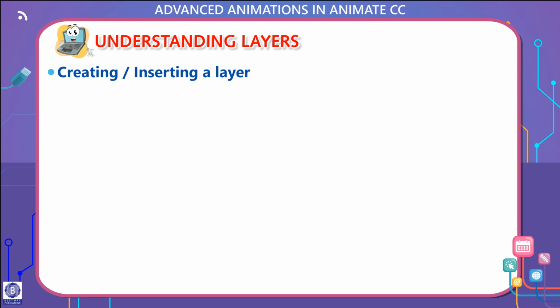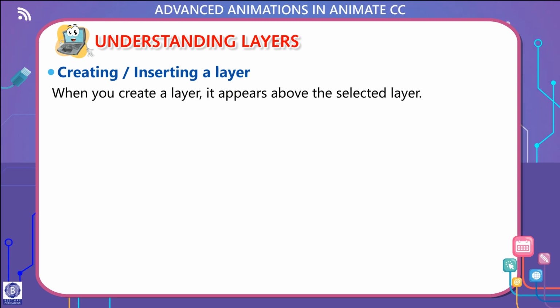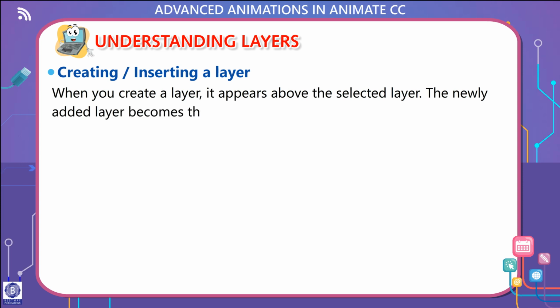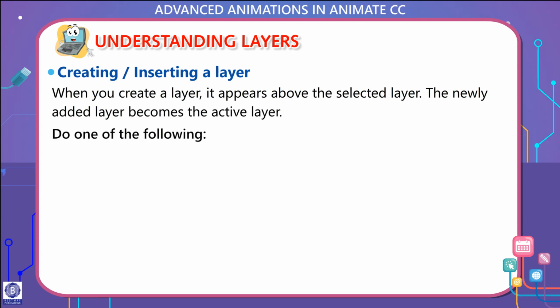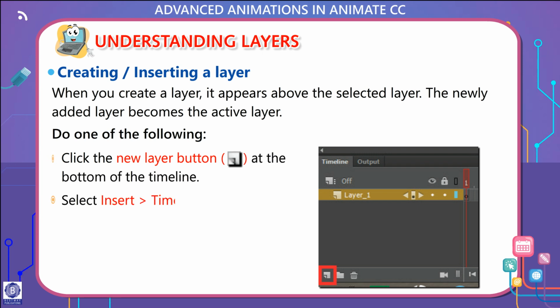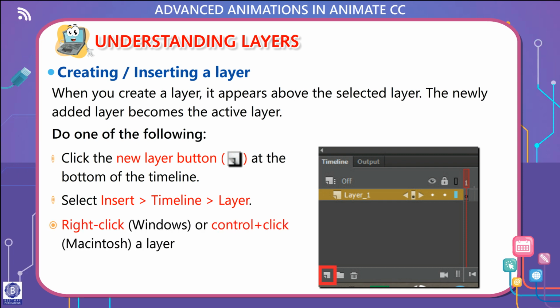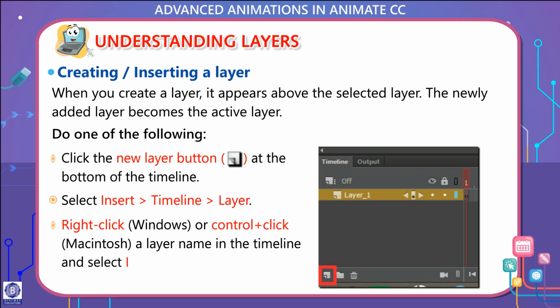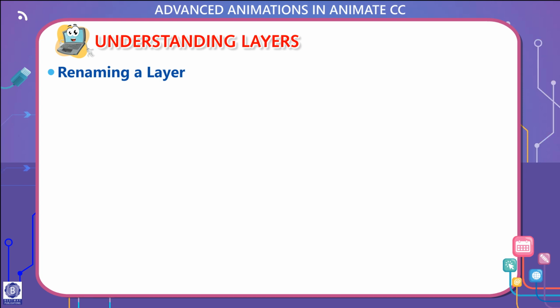Creating or inserting a layer. When you create a layer, it appears above the selected layer. The newly added layer becomes the active layer. Do one of the following. Click the New Layer button at the bottom of the timeline. Select Insert, Timeline, Layer. Right-click (Windows) or Control-click (Macintosh) a layer number in the timeline and select Insert Layer from the context menu.